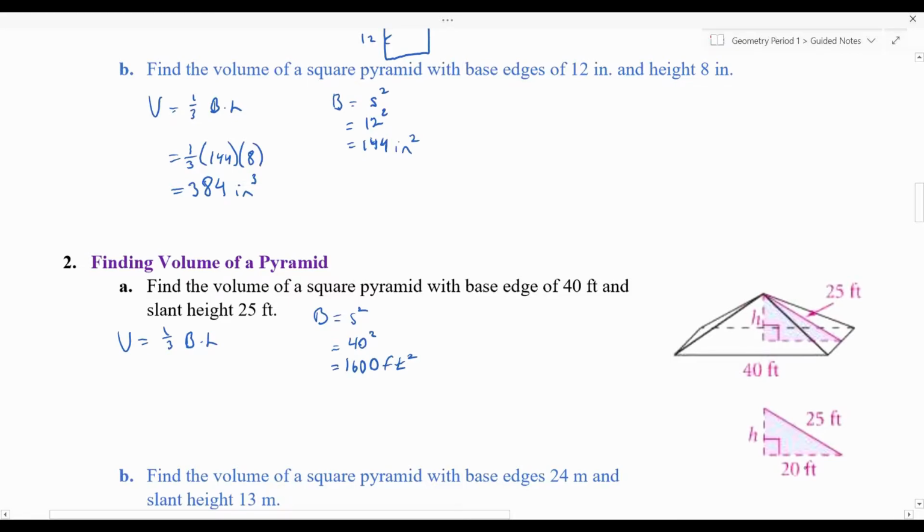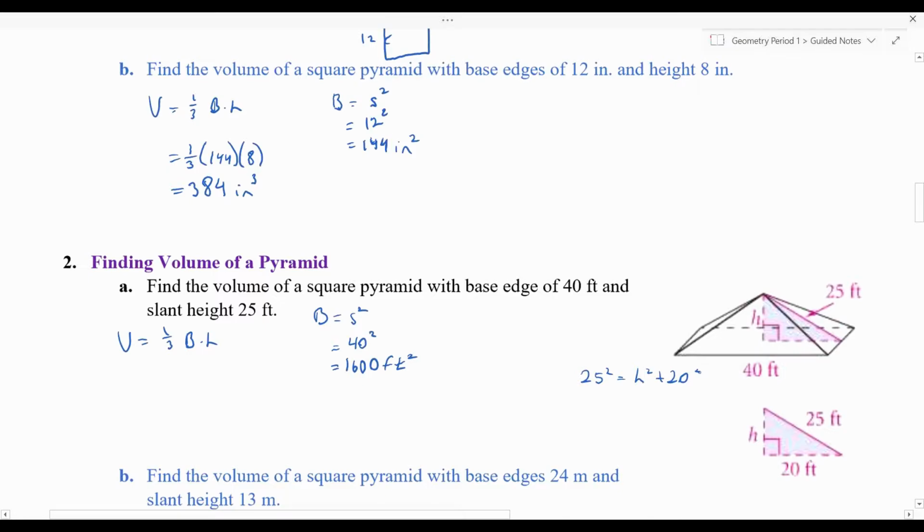Half of 40 is 20. The slant height is the hypotenuse of this triangle, which is a right triangle. So to find h, we use the Pythagorean theorem, which states that the hypotenuse squared equals the sum of the sides squared, h squared plus 20 squared. So to calculate h, we write 25 squared equals h squared plus 20 squared.